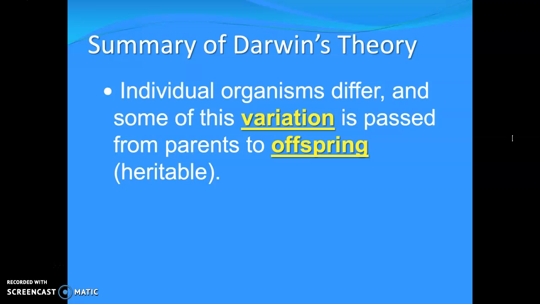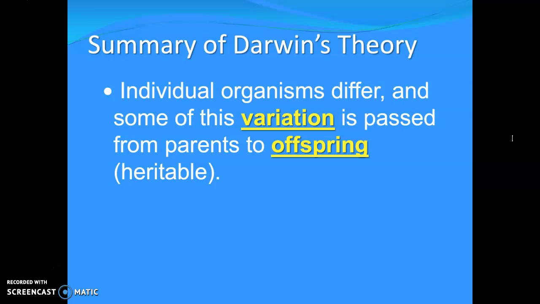So basically, what is he saying? The summary of Darwin's theory is that individual organisms differ, and some of this variation is passed from parents to offspring. So some of those variations are heritable. We just finished up genetics, and we talked about how parents are going to pass on their traits to their offspring.